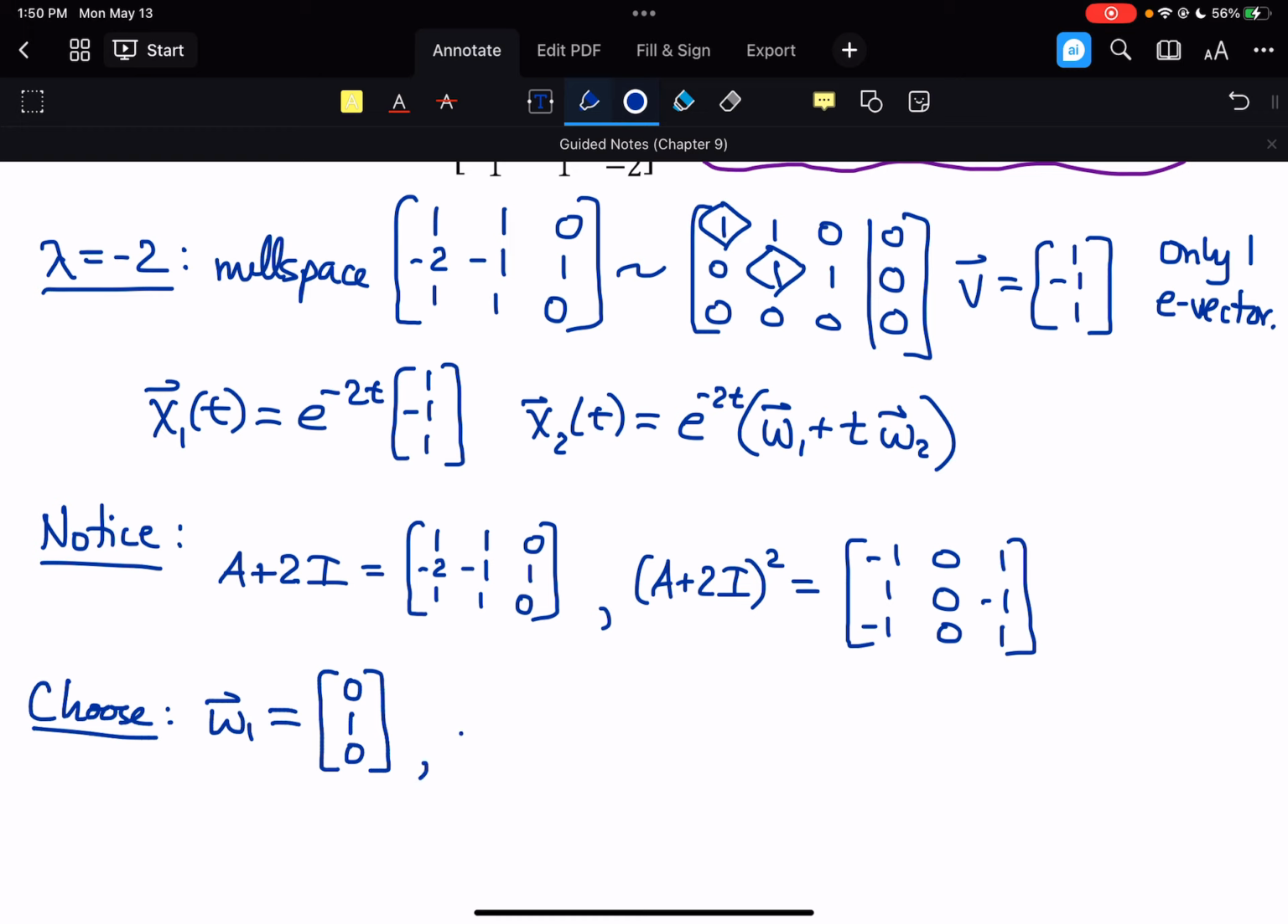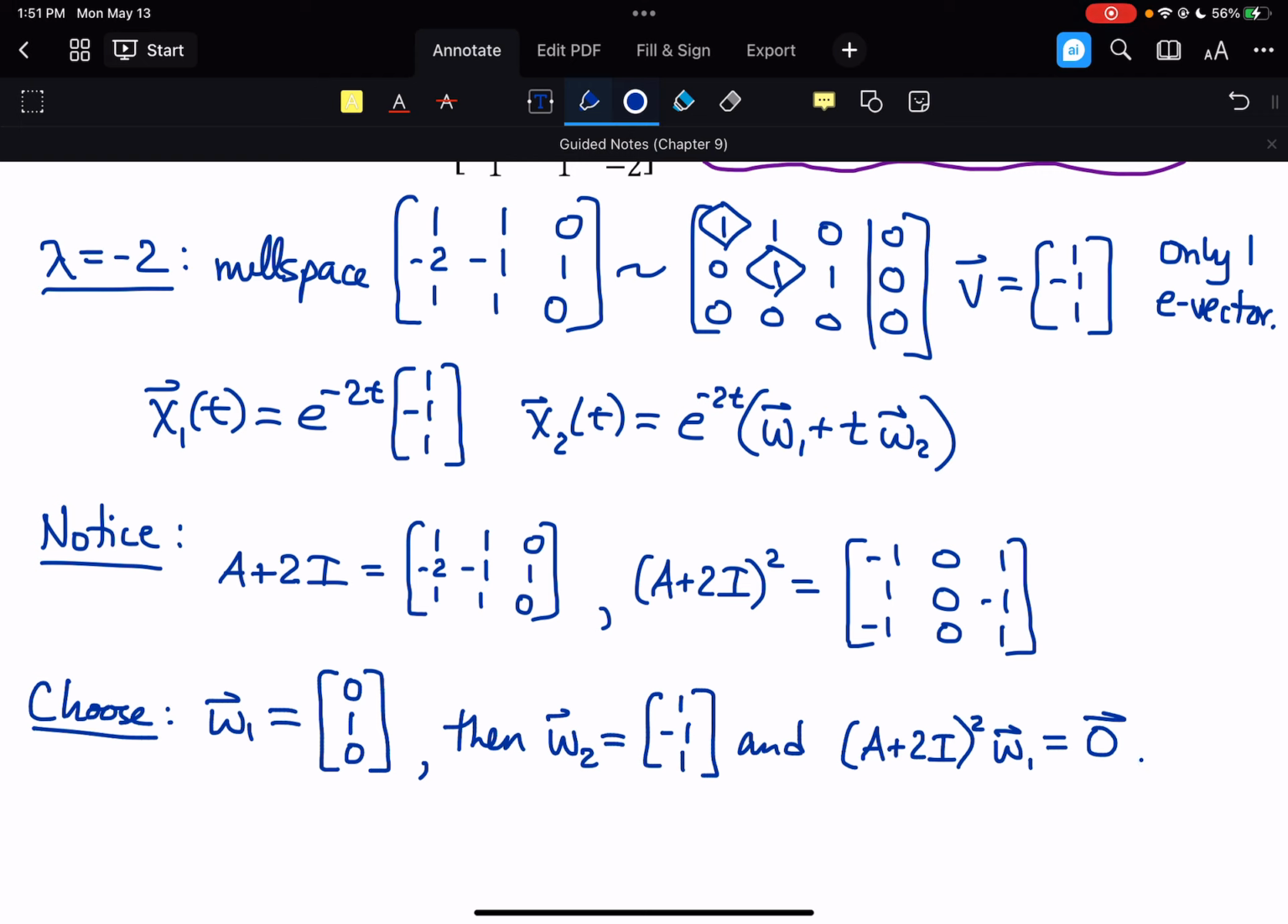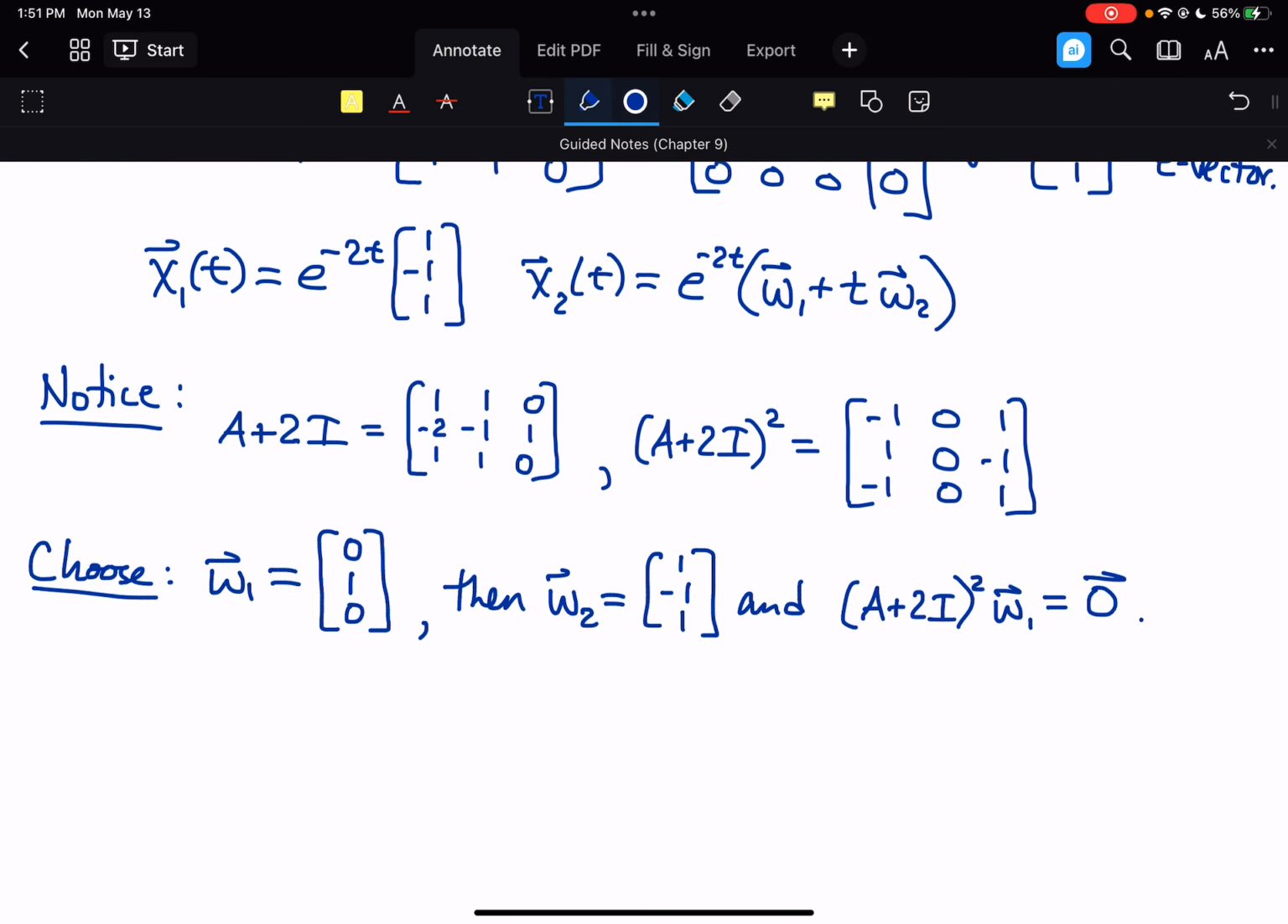So choose this to be w1, then w2 is (1, -1, 1), by multiplying by this. And (A + 2I) squared times w1, again, takes that middle column, so it does give us the 0 vector as required. So that's going to give us x2. We're going to get e^(-2t) times (0, 1, 0) plus t times (1, -1, 1).